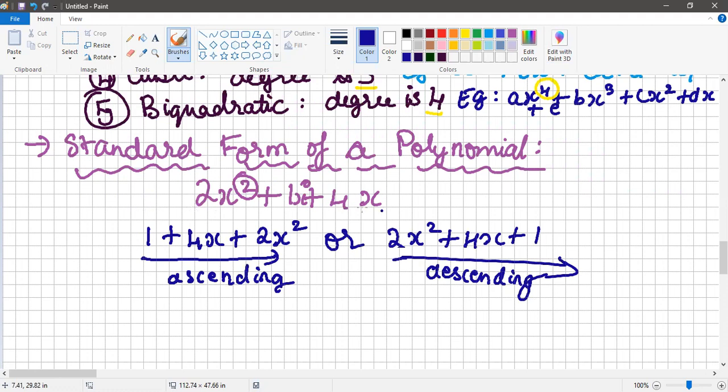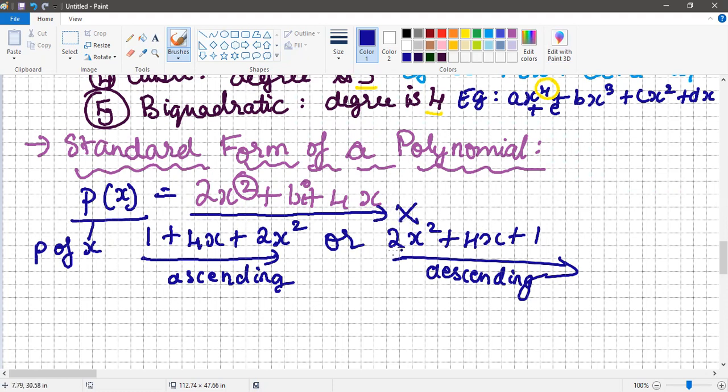If an expression is a polynomial, we will write this as P of x is equal to this. How do we say this? We don't say this as P into x. We say this as P of x. Why do we say P of x? Because this is a polynomial. So the polynomial, 2x squared plus 4x plus 1, P of x is equal to this. I hope it was clear. This is the standard form of a polynomial.